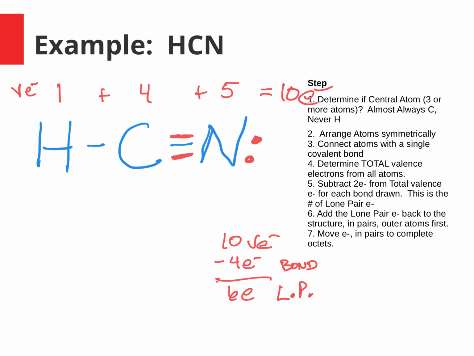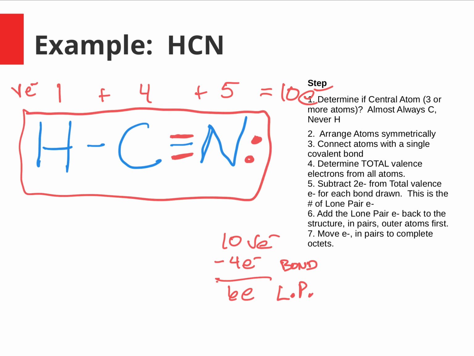So now that we've done that, let's make sure that we haven't violated any rules. Let's do our count here again. We have 2, 4, 6, 8. That's good. Now it's carbon: 2, 4, 6, 8. That's good. And then the hydrogen, there's 2. So this would be the Lewis structure for hydrogen cyanide.